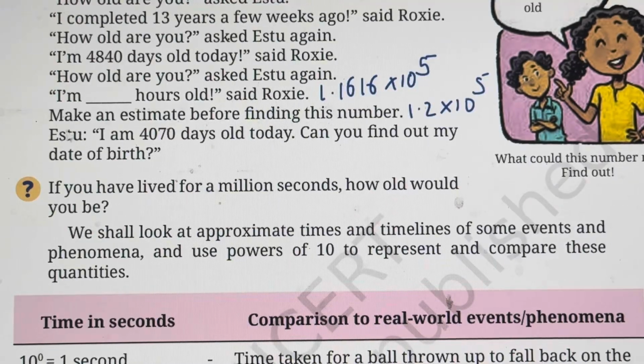Okay. Now, Istu is saying, I am 4070 days old today. Can you find out my date of birth? Now he is going back, right? He is not even saying years. He is saying it in days, and we need to find out his date of birth. So we have to go backward. We have to do backward counting, right? So for that, first we need to convert this into years. Okay, so let us do that.